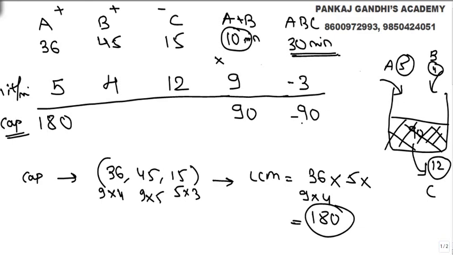90 is there. So in how much time will all the three empty this 90? Negative signifies just emptying. Now what is happening is A is filling 5, B is filling 4, C is emptying 12. Per minute 3 comes out. So in how much time will 90 come out? 30 minutes. So total time is going to be 10 plus 30, total 40 minutes.